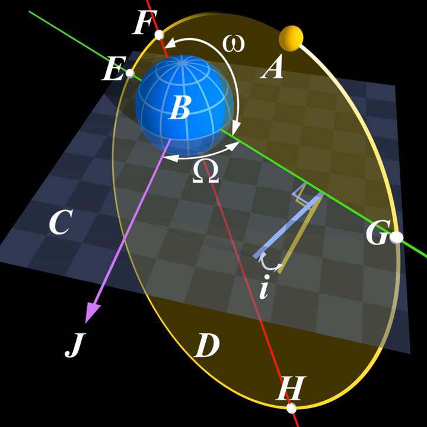where M is the mass of the Sun, m is the mass of the planet, G is the gravitational constant, T is the orbital period, and a is the elliptical semi-major axis.